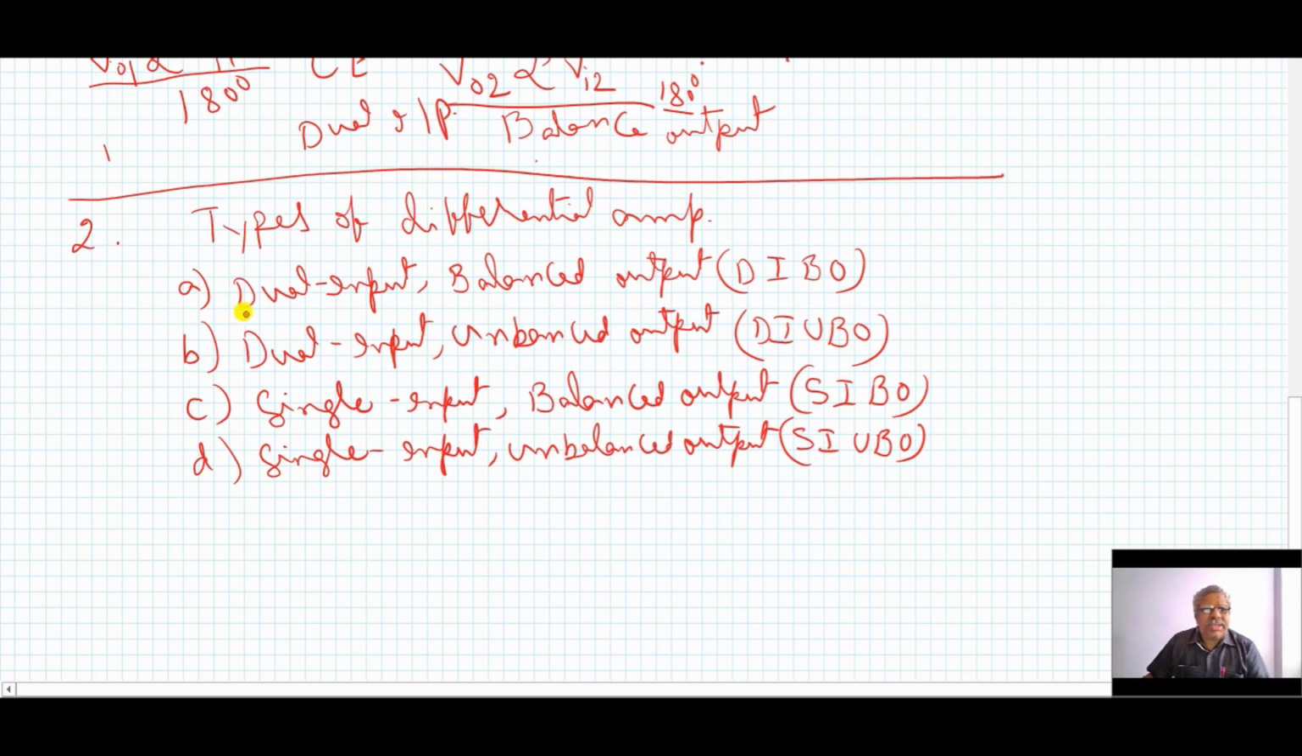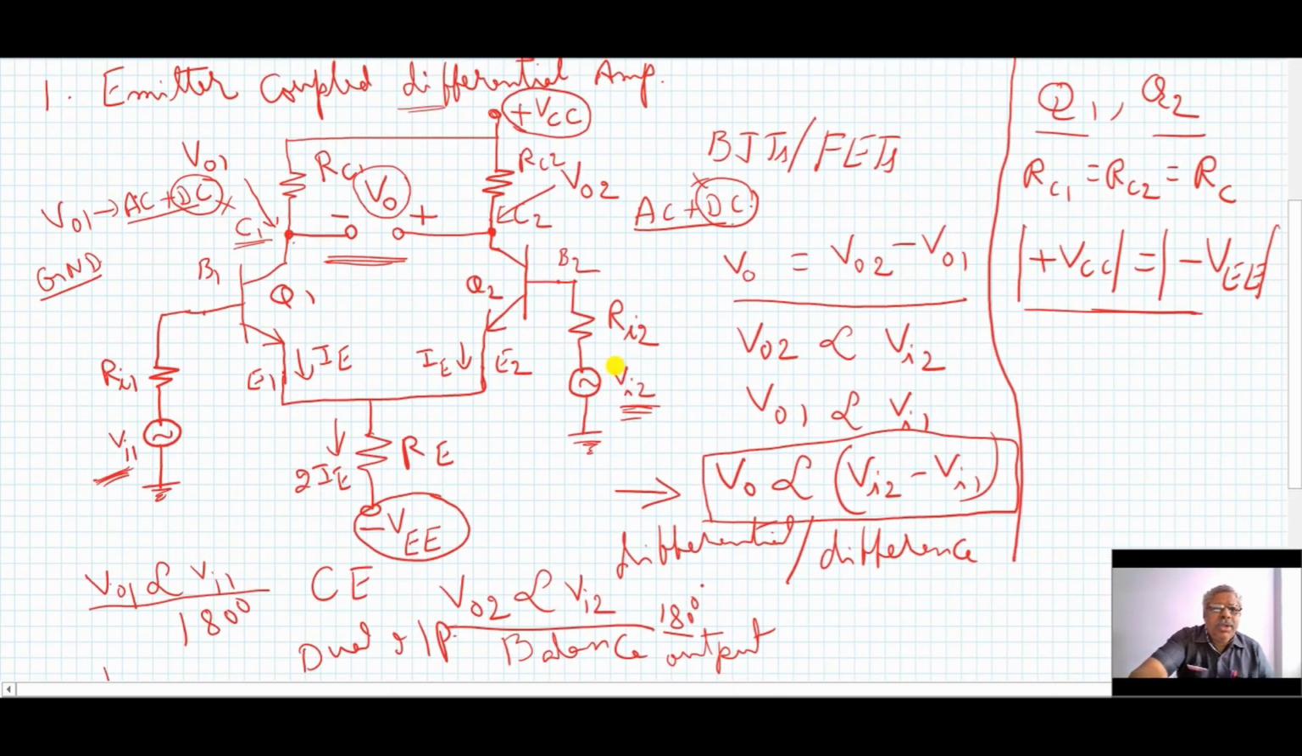The first one, as the name indicates, is dual input balanced output. When we call the circuit a balanced output, if you collect the output between two collector terminals, then we say it is called a balanced output. Here, as we discussed earlier, the DC components are balanced out. So it is called a balanced configuration. And how many input signals are we giving? Two input signals we are giving. So it is dual input balanced output.